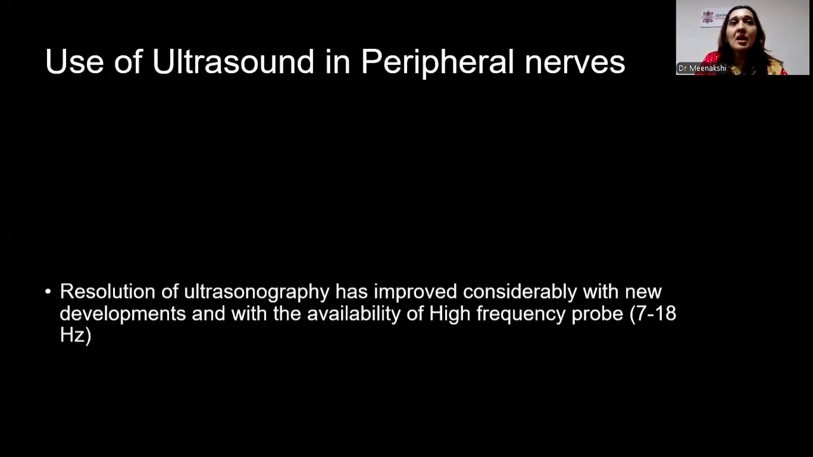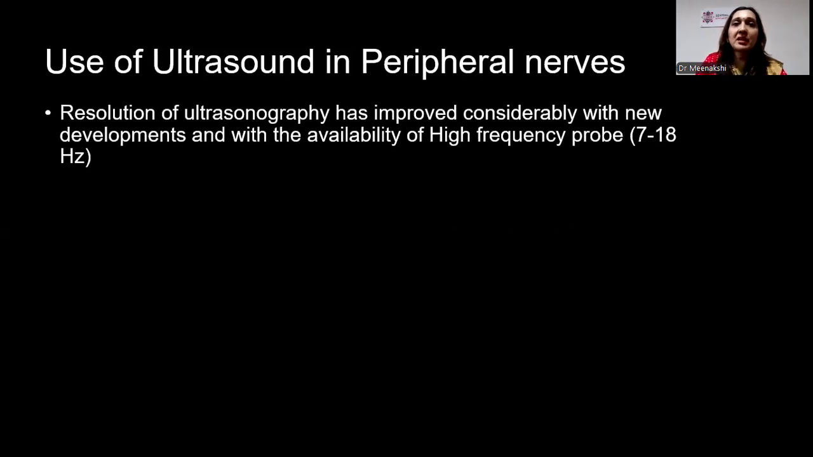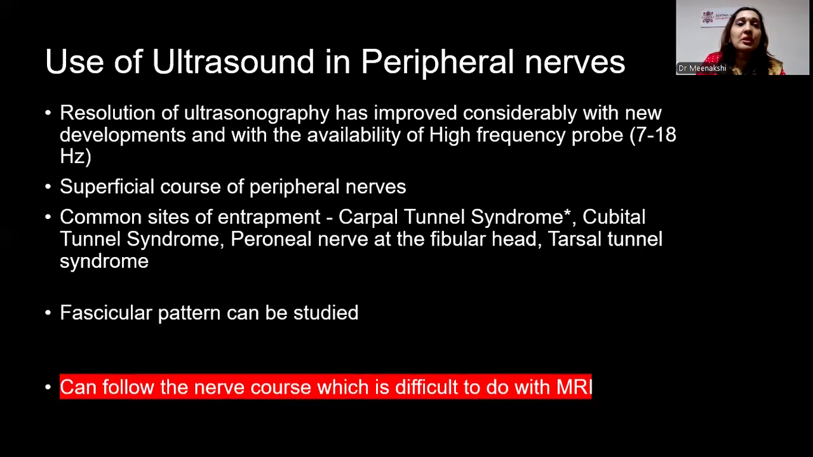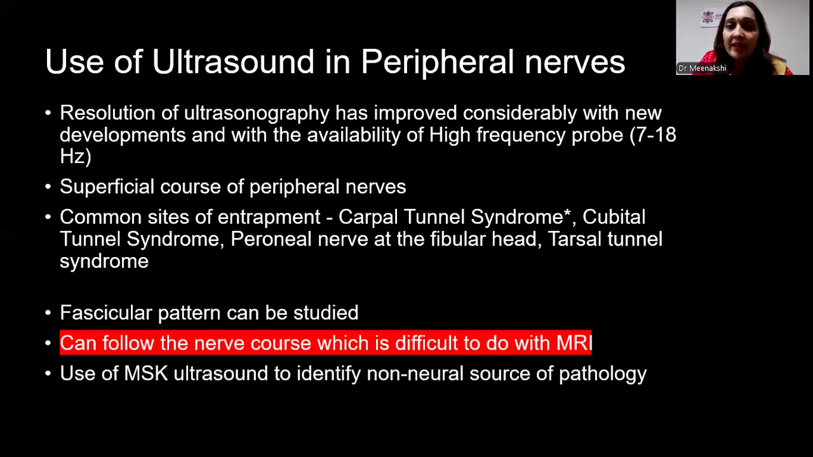The role of ultrasound in the peripheral nerves has improved considerably with newer developments and with the availability of high frequency probes. As we have already seen, the superficial course of the nerves is the most important thing, so you're going to scan most of the nerves really well. Common sites of entrapment, I think all of you will know: carpal tunnels, cubital tunnel syndromes, peroneal nerves at the fibula head, tarsal tunnels. They're all very beautifully visualized using ultrasound. And what we're actually going to study is your fascicular pattern. Very important is that the nerve course can be completely tracked, which cannot be done by MRI.